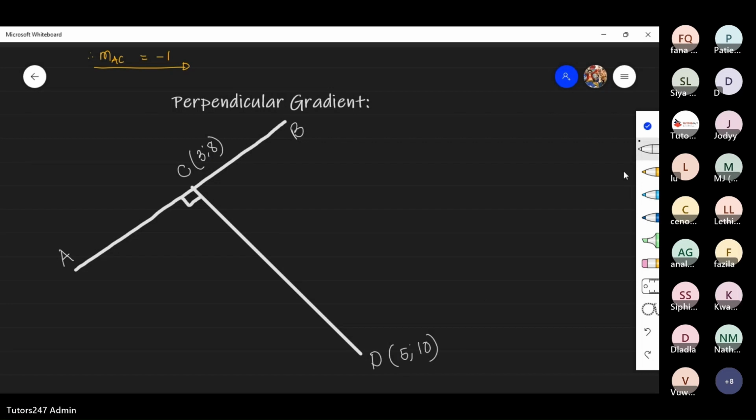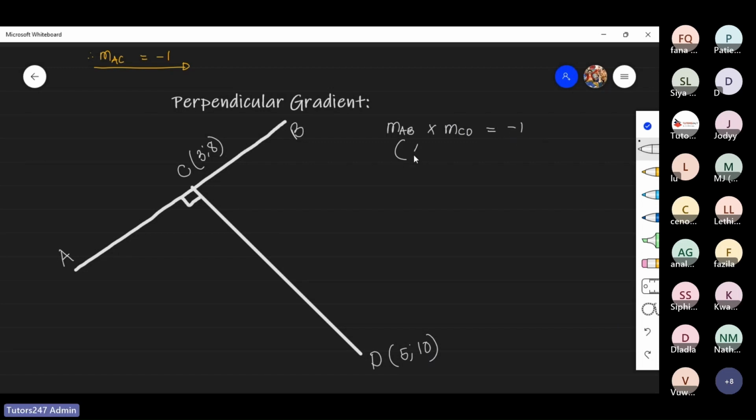If we are now asked to calculate the gradient AB, how would we do that? We calculate that using the properties of perpendicular lines. That property is the gradient of AB times the gradient of CD is equal to negative 1.